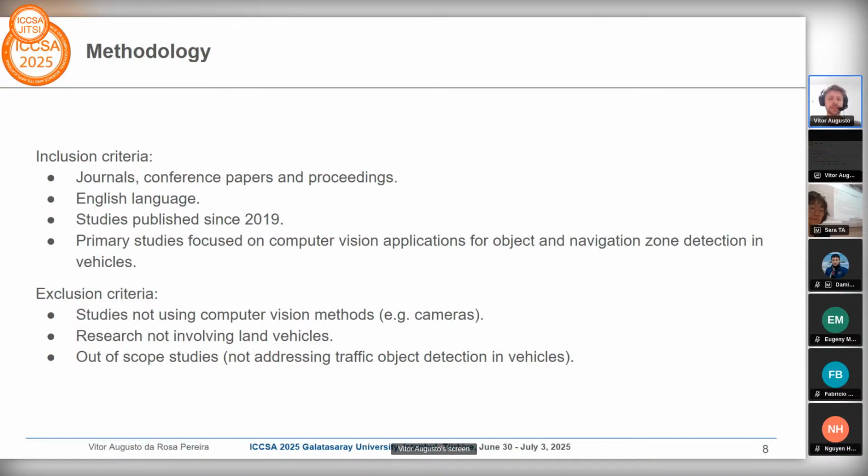It did not use computer vision methods, for example, cameras, and research that did not involve land vehicles, because many researchers studied boats or even drone images, and also the out-of-scope studies that did not address traffic object detection in vehicles.